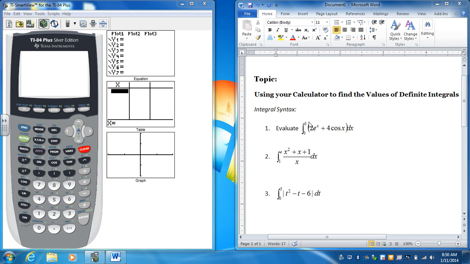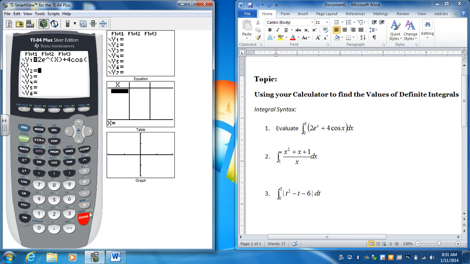In this video, I'm going to go over how to use your graphing calculator to find values of definite integrals. I'll talk about the syntax, what buttons you have to push, what the command line is. First thing is you have to take whatever function you want to integrate and put that in as your y1 in your equation editor. So you're going to put 2 e to the x and then plus 4 cosine.